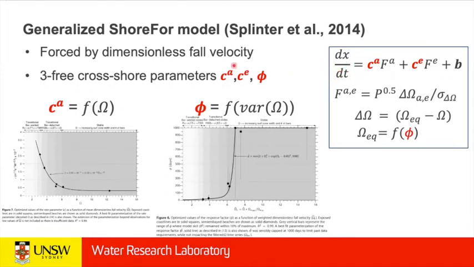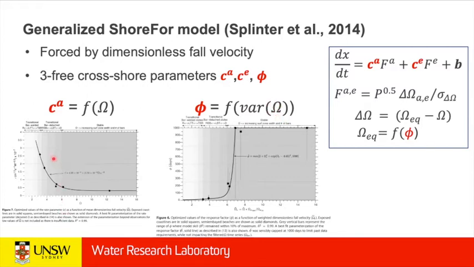An important thing about this model is that after applying the generalized shore-form model across different beaches around the world, Splinter et al. 2014 was able to parametrize these parameters as a function of the interannual magnitude of the dimensionless fall velocity, or the average of the dimensionless fall velocity. The magnitude rate parameter was parameterized using a monotonic expression as a function of the average of the dimensionless fall velocity, and the frequency response was parameterized as a function of the variability of this term.